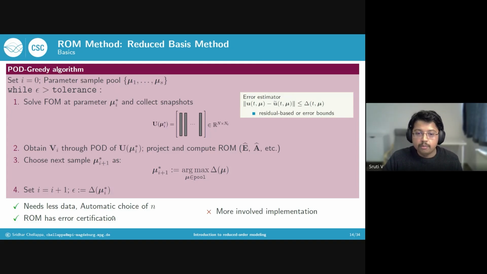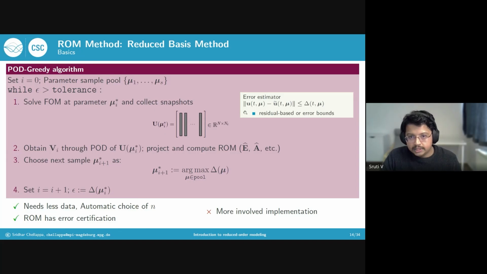And the second and most crucial advantage of the reduced basis method is, of course, error certification. Because we are using this delta mu as a guide to tell us where to sample, and because delta mu is essentially a bound for your true error in the approximation, you more or less ensure that at least for the test parameter samples you use, your reduced order model is always going to have error less than the desired tolerance. And this is a very critical advantage in many applications because you can really believe in your reduced order model. And of course, the price you pay for this is that the implementation now is not so straightforward.